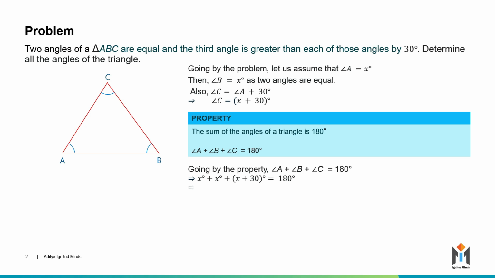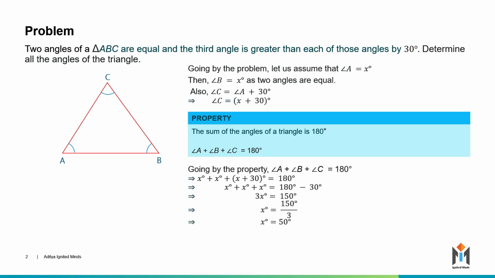Let us simplify it further by sending 30 to the other side of the equal sign, where it changes sign. Now we have 3x equal to 150. So x becomes 150 by 3, which means that x is equal to 50.